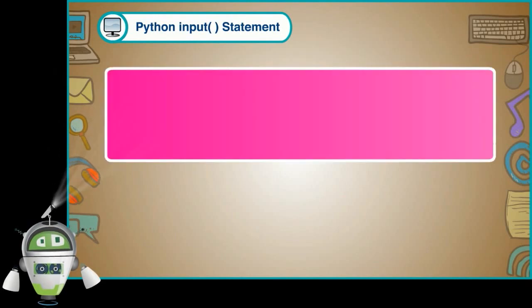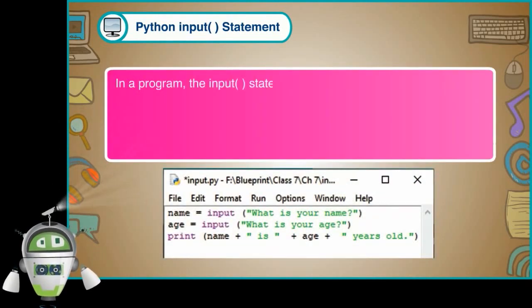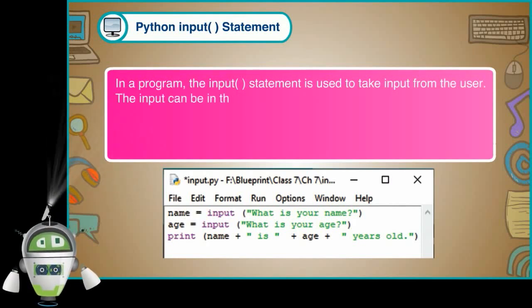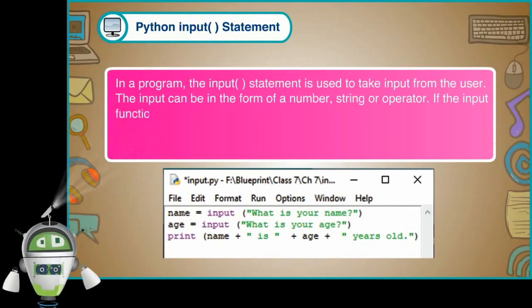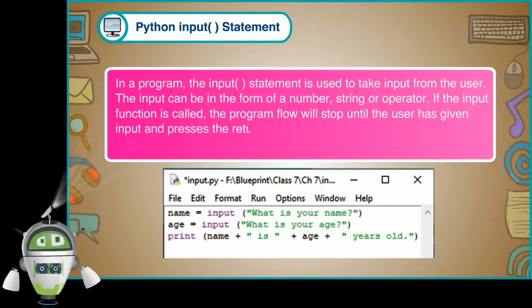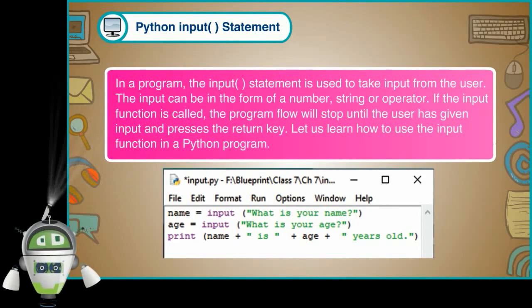Python input statement. In a program, the input statement is used to take input from the user. The input can be in the form of a number, string, or operator. If the input function is called, the program flow will stop until the user has given input and presses the return key. Let us learn how to use the input function in a Python program.